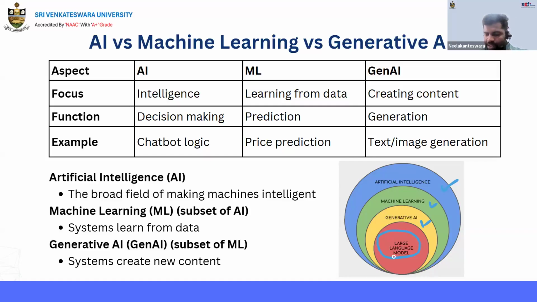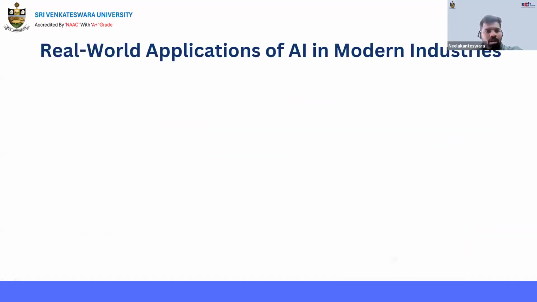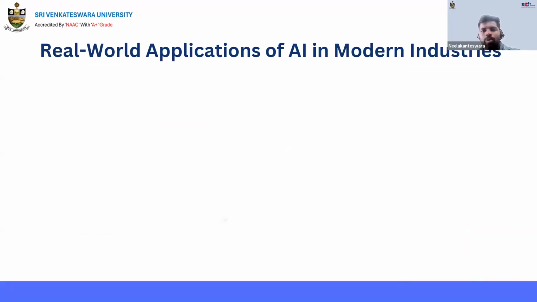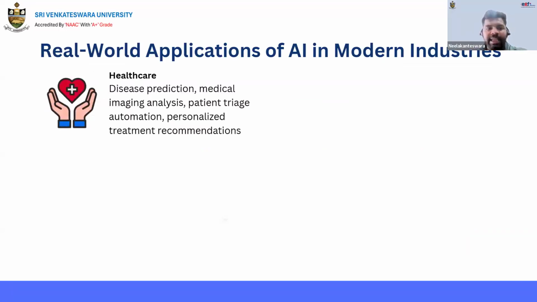Now we see the real-world applications of AI in modern industries. That means how these technologies can impact our modern industries. We have more examples. See here, we have healthcare. In healthcare we use these technologies for disease prediction, medical imaging analysis, automation, and personalized treatment recommendations.